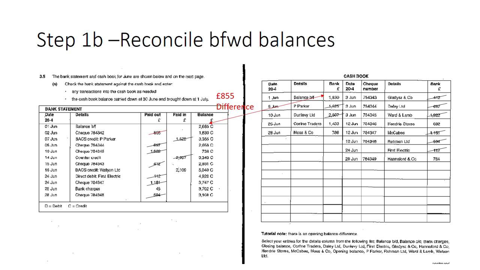Step 2, now we're going to reconcile the brought forward balances. So you've got this balance here and this balance here, and we're going to reconcile the differences, and it's £855, and that is this one here. And we're going to tick through that.